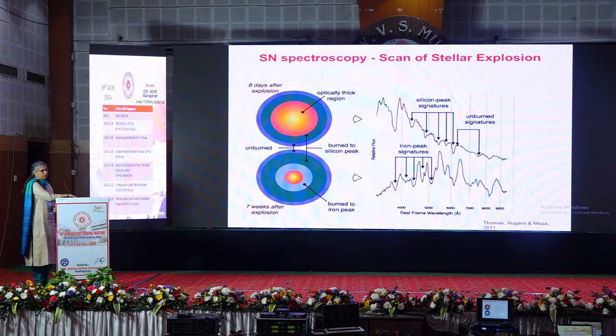Spectroscopy of these objects can tell us about the stellar explosion and the elements that are synthesized during the stellar explosion. In the case of the thermonuclear supernovae, during the initial maximum, it's dominated by the silicon peak signatures and also a certain amount of unburned signature, basically unburned carbon and oxygen. And as the material expands and we begin to see the inner layers, the spectrum is dominated by the iron peak features.